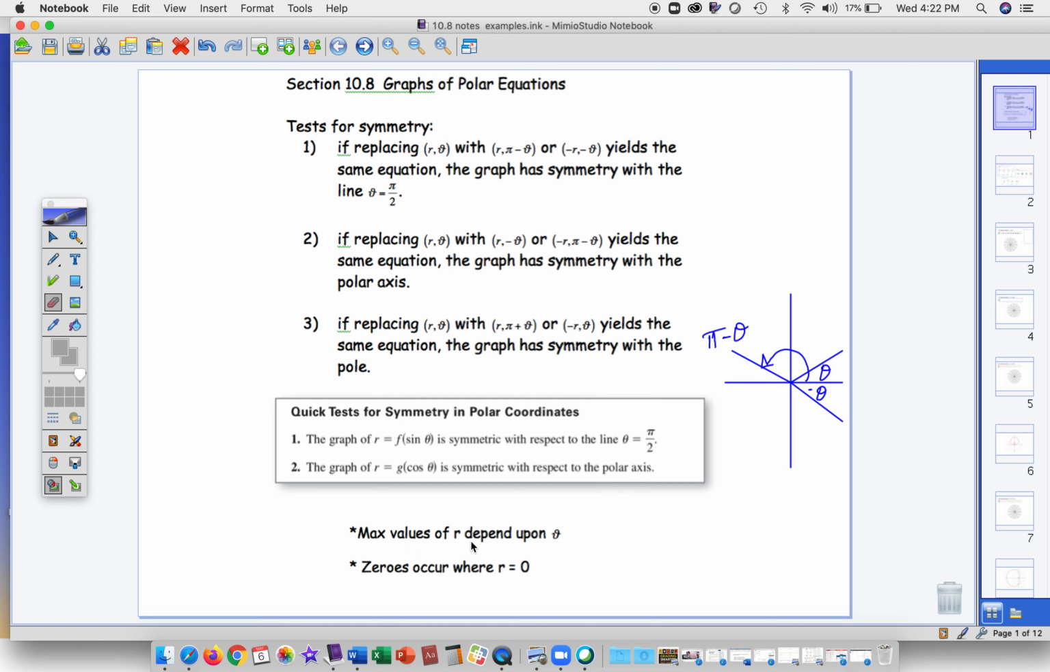The maximum values of r depend upon theta, and that's going to change from equation to equation. So you just have to think about what will give you the maximum r value, and you could solve it. We'll get to that when we do some graphing. But again, it's dependent upon theta and upon the trig function. The zeros occur where r is equal to 0. We'll look at that as well as we're doing our sketches.